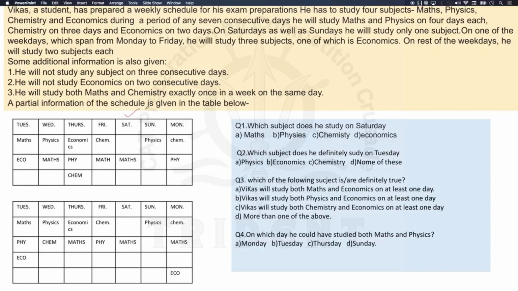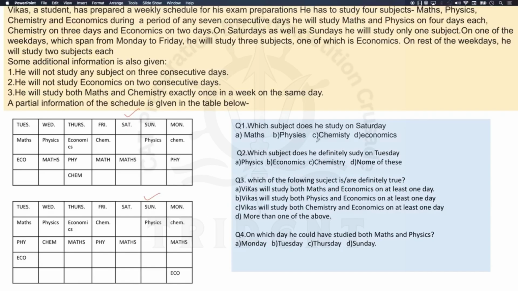This is the 2 possibilities. I have put it over here. Okay, so 1 possibility in this table and there is 2 possibility: when economics is on Tuesday and when economics is possible on Monday. So there are total in fact 3 possibilities. Let's see the questions now.